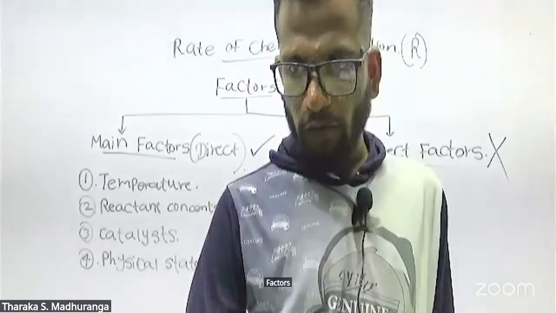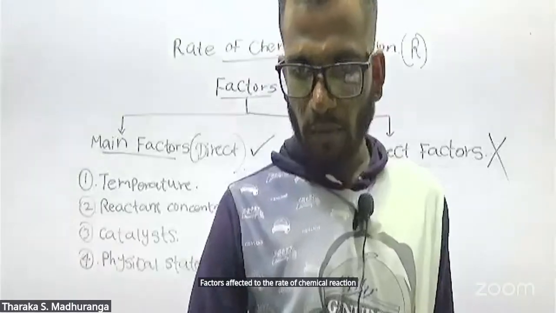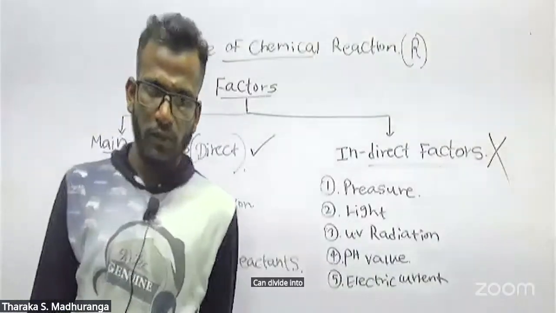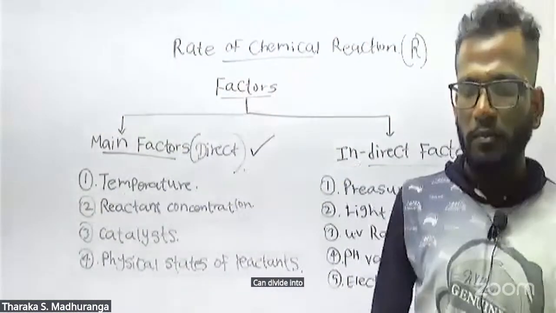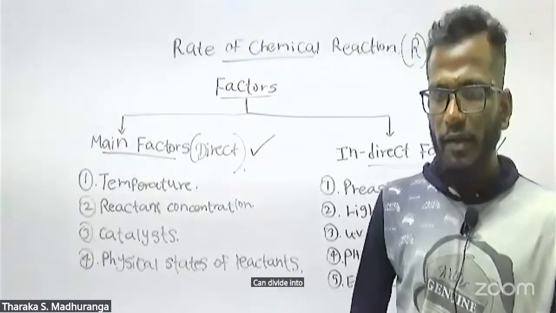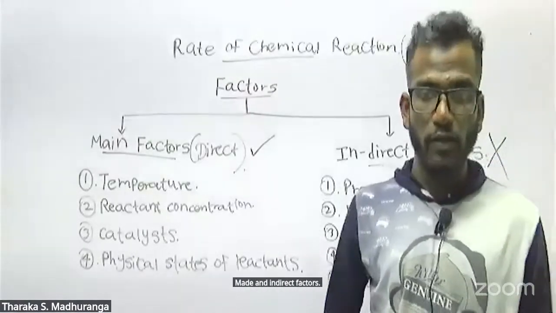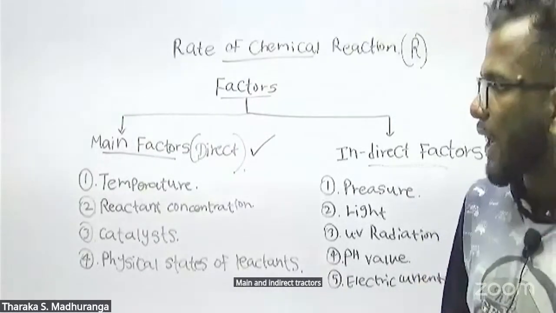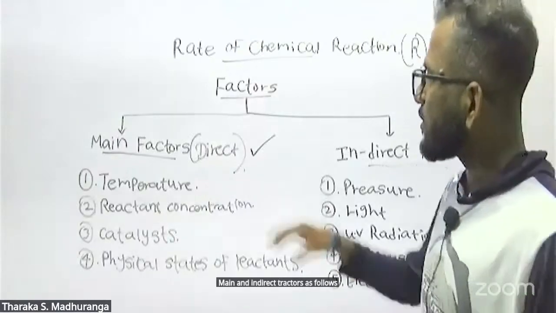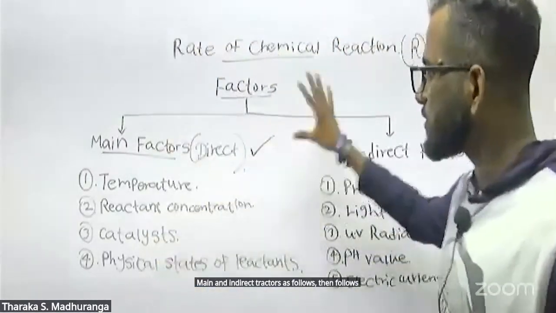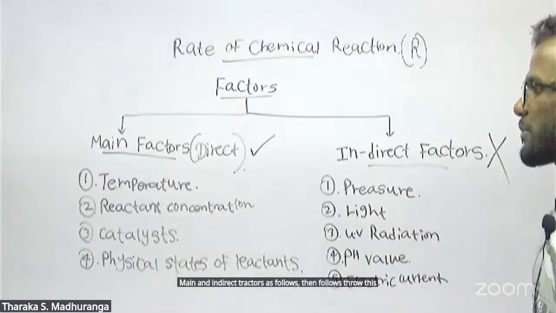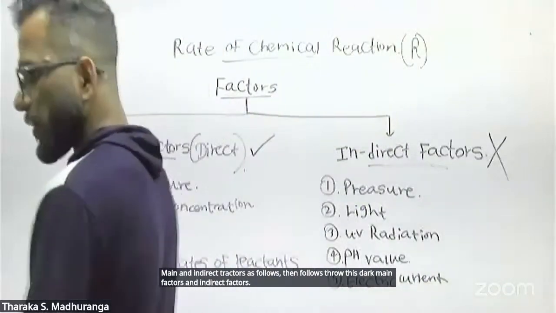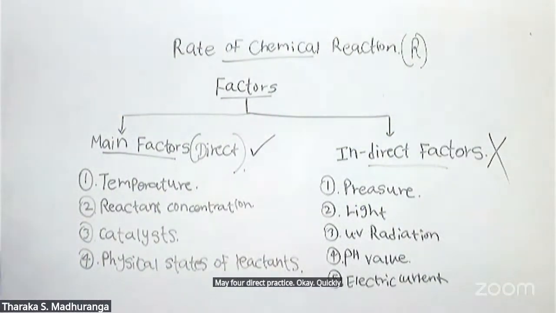Factors affecting the rate of chemical reaction can be divided into main and indirect factors as follows. Then draw this chart: main factors and indirect factors. Main or direct factors. Okay, quickly draw this table or chart.